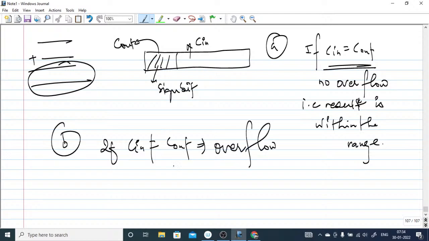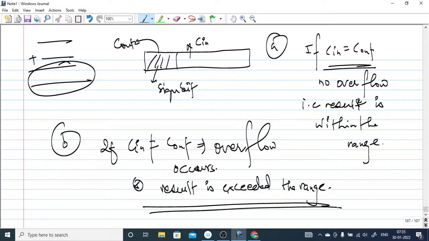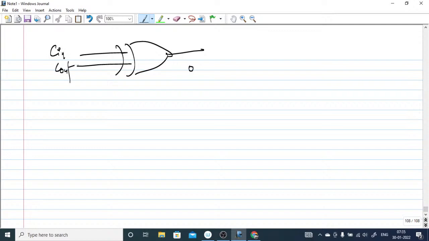Overflow occurs when the result exceeds the range, right? So what you can do here is consider this as one XOR gate kind of a concept. We will talk about gates. So C in and C out is there, and when overflow occurs, it will give you the overflow.